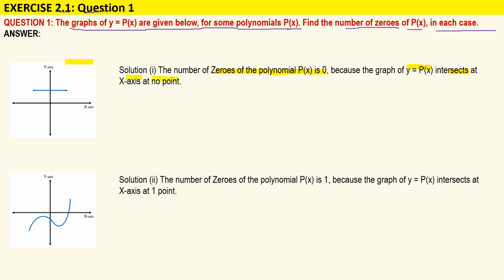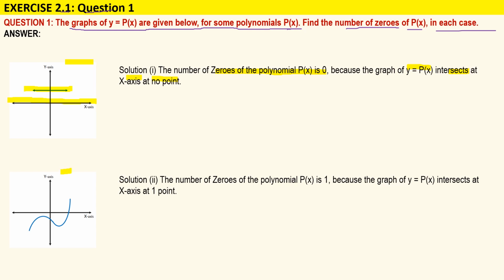That is, there is no point of intersection between the x-axis and the graph of this polynomial. And you can see that the x-axis is this, the graph of the polynomial is this. They are both parallel and there is no point of intersection. Hence, the number of zeros of the polynomial is 0, meaning there are no zeros of this polynomial.